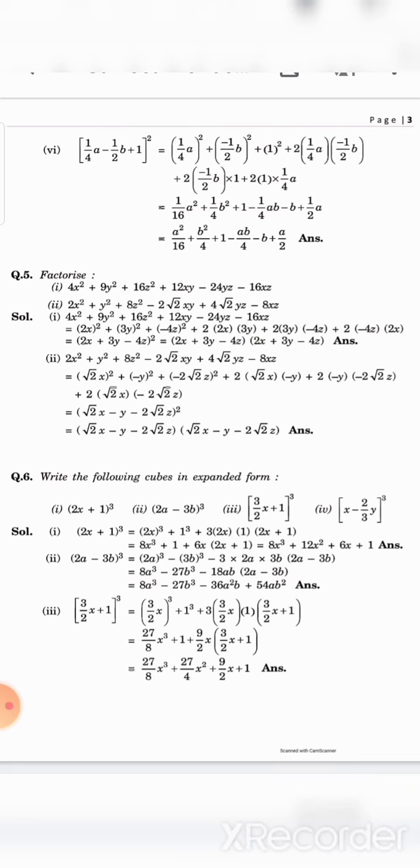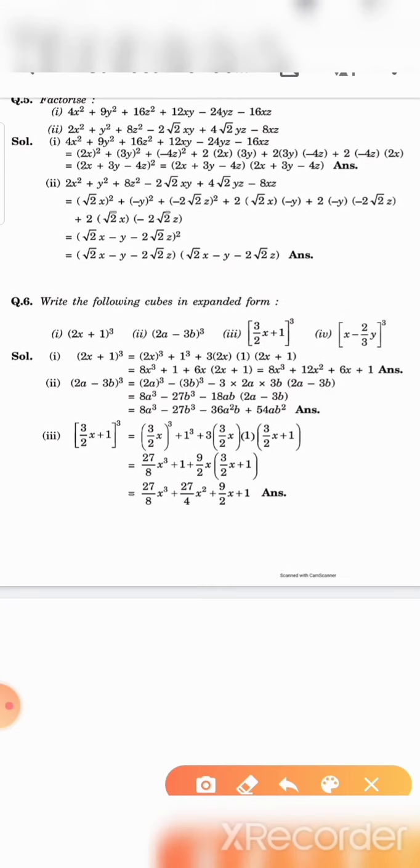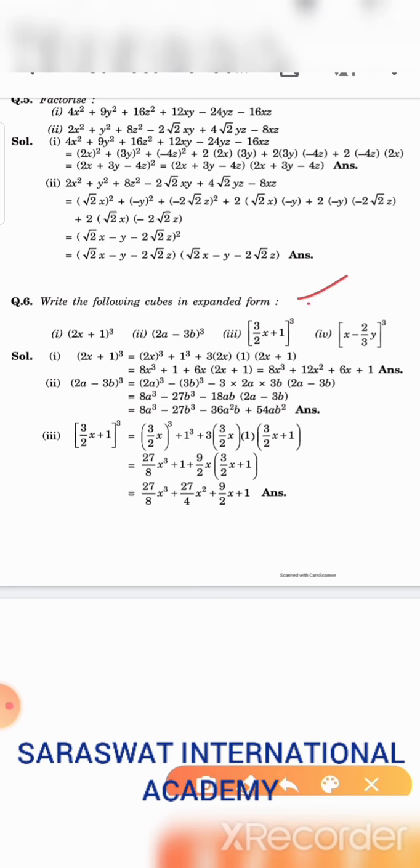Next question, question number 6. Question number 6 is, write the following cubes in expanded form. Cube means all the questions are a plus b whole cube or a minus b whole cube. So here we have used our identity number 6 and 7.